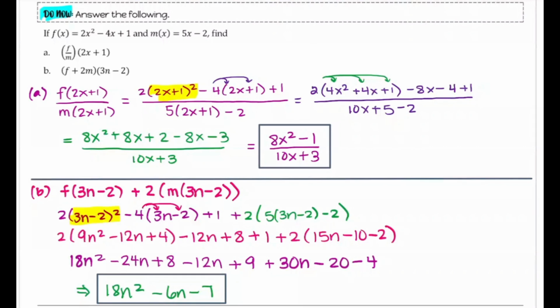All right, so for part A, after substituting our input of 2n plus 1 into the f and the m function, we end up with a final result of 8x squared minus 1 over 10x plus 3. For question B, when we input 3n minus 2 into the f and the m function, not forgetting to double the m function, doing our distribution, combining like terms, we should end up with 18n squared minus 6n minus 7.